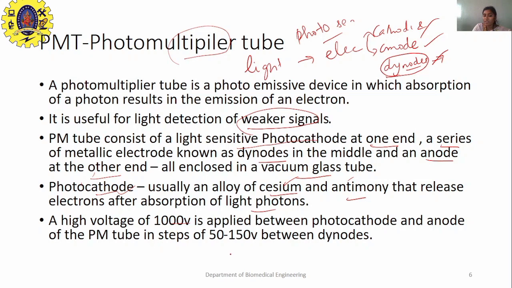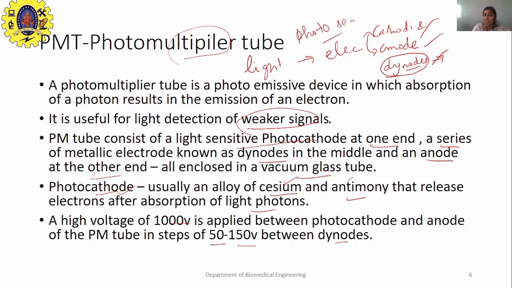Here we have some steps of increment. So we will start right from 50 to 150 volt between the diodes. You have a series of diodes between the anode and the cathode, right? In between each diode we have an increment of voltage in steps like 50 to 150 volt. So if you add all together, it gives 1000 volt.